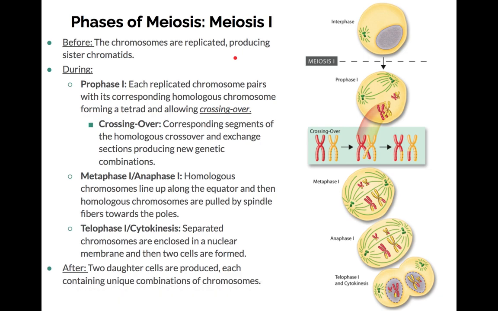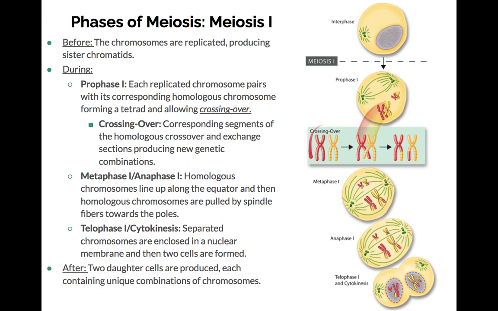During prophase 1, each replicated chromosome pairs up with its corresponding homologous chromosome, forming what we call a tetrad, and that allows for crossing over. Whenever you hear crossing over, the main thing you need to remember is that it occurs in prophase 1. That's the one important thing. And the second thing is that it produces new genetic combinations.